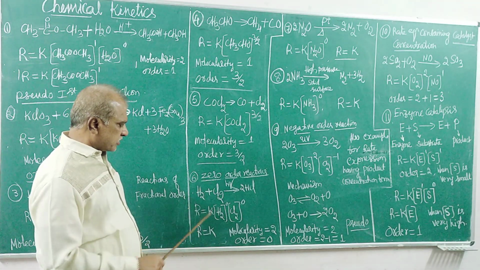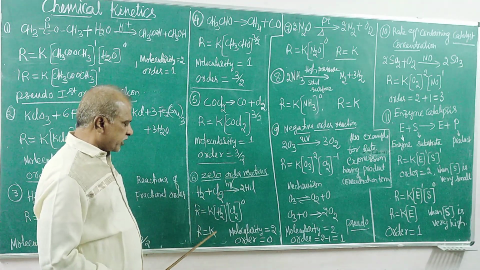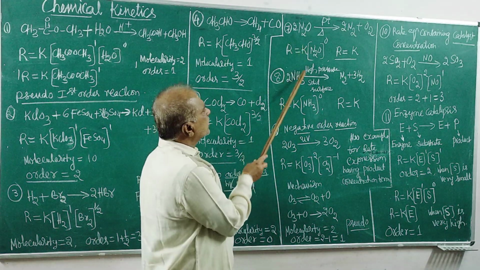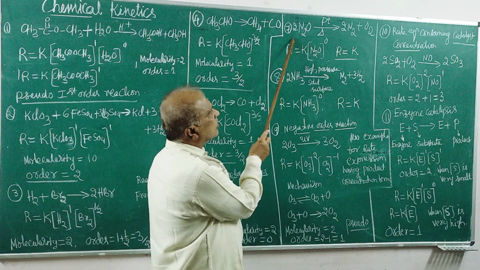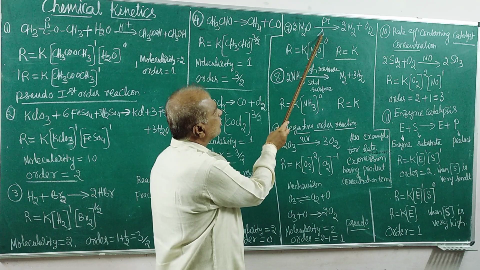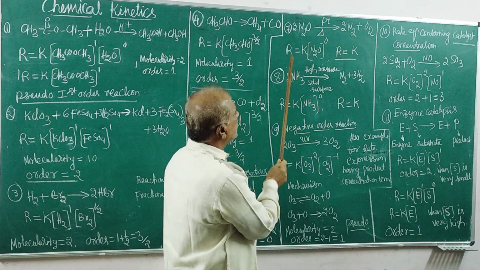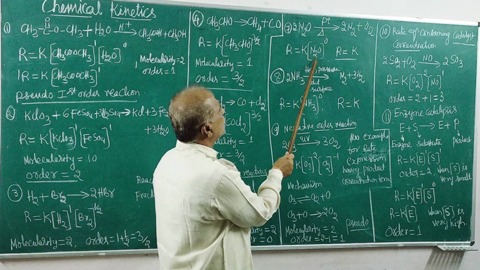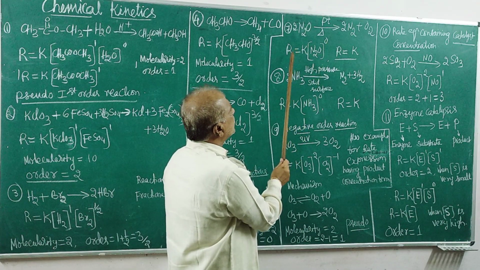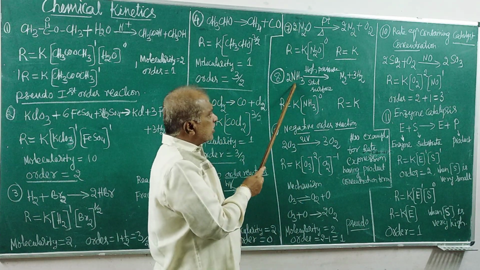So in all zero order reactions, remember, the rate of reaction is equal to the rate constant. Similarly we have two more reactions like this. It is the decomposition of nitrous oxide on the surface of platinum by the effect of heat. It decomposes into nitrogen and oxygen, as the stoichiometric equation shows. Rate expression is K into N2O to the power 0. The exponent is 0. So rate is equal to rate constant in this case. Zero order reaction. This is also a zero order reaction.